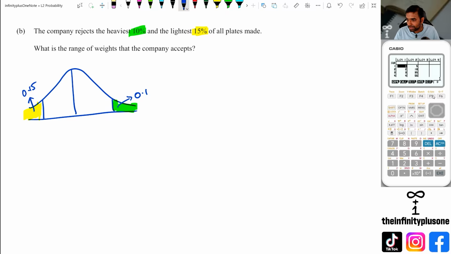So what we're going to do is go into distributions, normal, and then we're going to inverse N. So at the moment, we're going to go with our left tail, and we're going to put left tail as 0.15, and standard deviation 35, mean is 450. That's all stored before, and we're just going to go solve it. And what you'll notice is that you actually get 413.724.